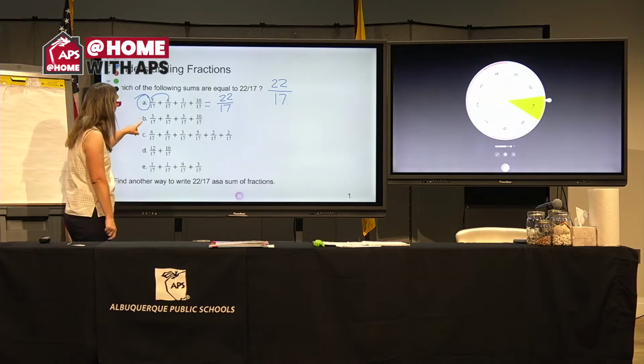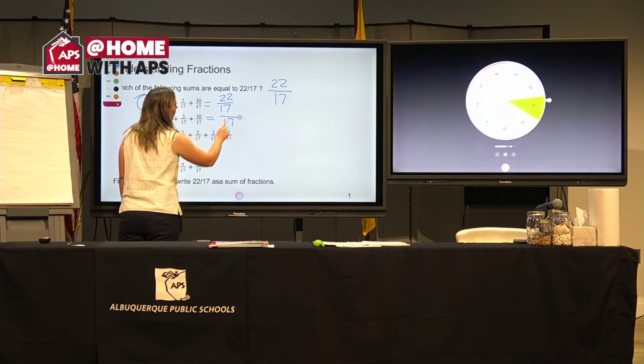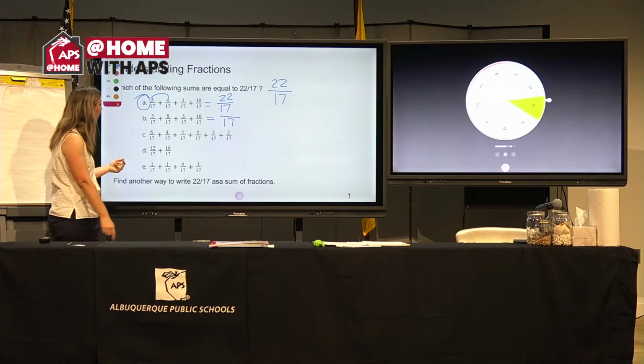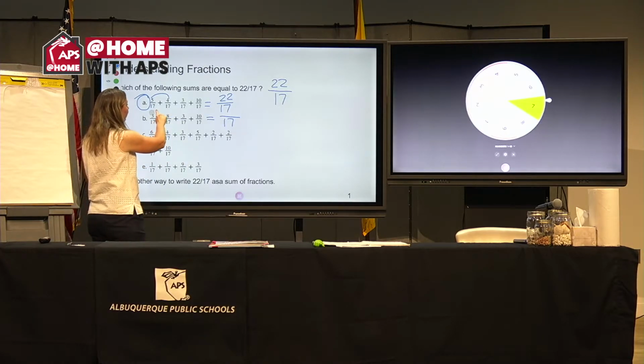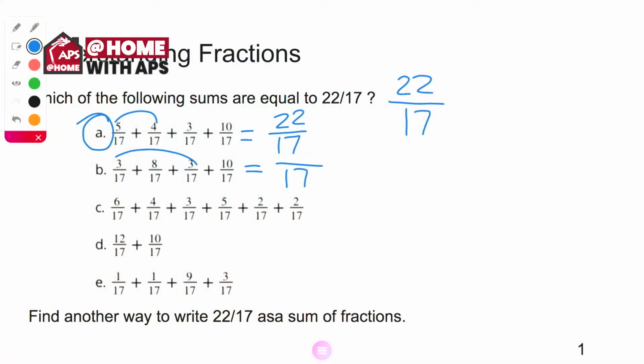All right, so let's add this one. We know we're going to keep the 17ths. So how many do we have total on the top? I know I have 6, 3 and 3 makes 6, plus 8, I know that's 14, and if I add 14 plus 10, 24. So does that equal my 22/17 that I have there? No. So I'm going to cross that one out.